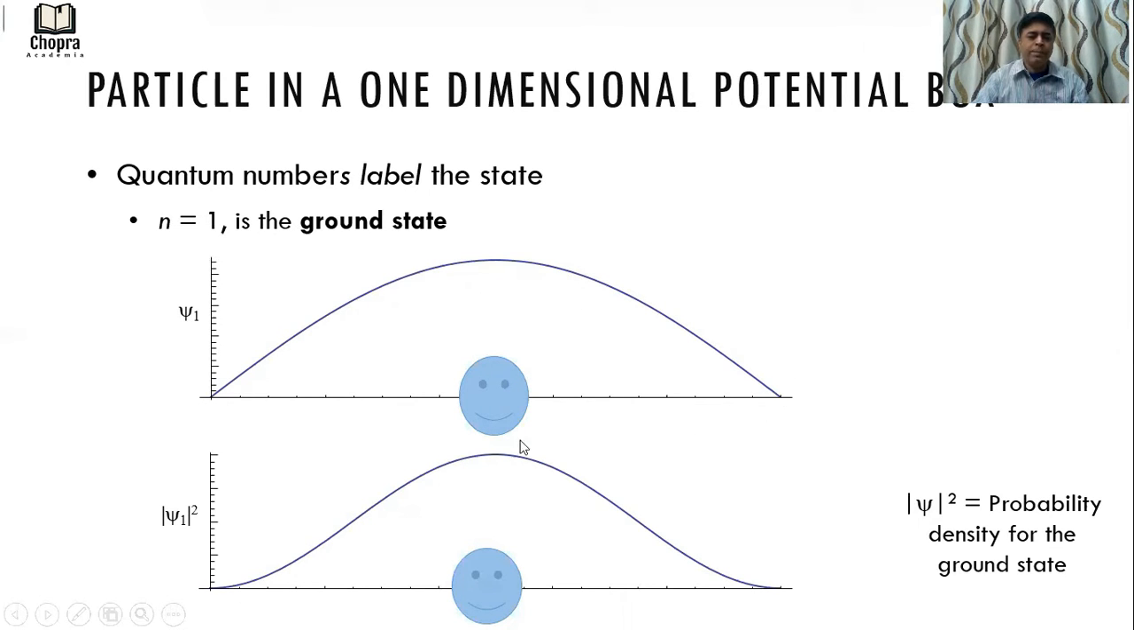We see here this blue ball represents the maximum probability of finding the particle, which is also confirmed from mod of psi1 square, the probability density for the ground state. We see that in the first energy level, the maximum probability of finding the particle is in the center of the box.